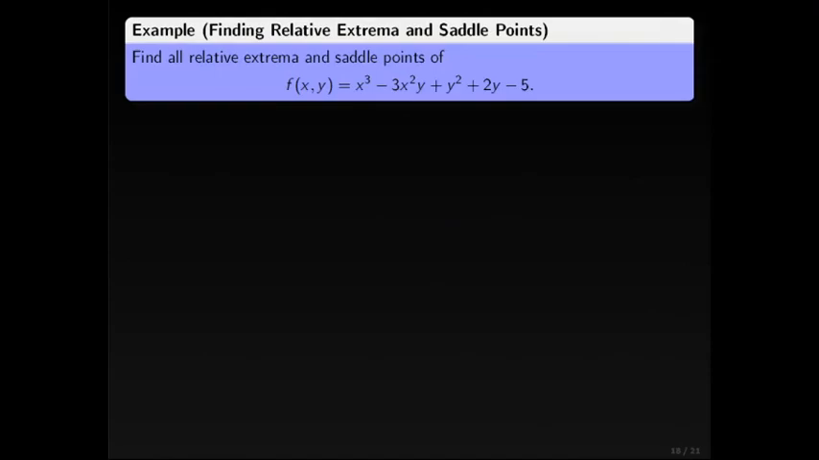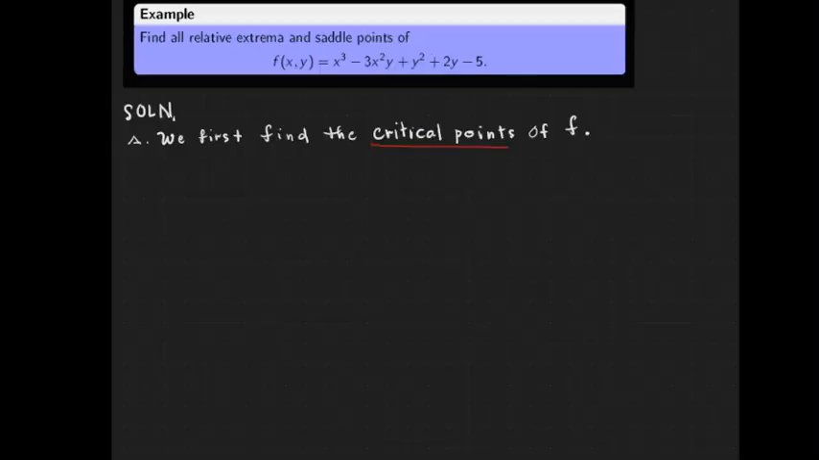For our last example, we consider the function f of x, y equals x cubed minus 3x squared y plus y squared plus 2y minus 5. So let's start by finding the critical points of f. To find these critical points, we have to solve the system of equations given by fx equals 0, fy equals 0.